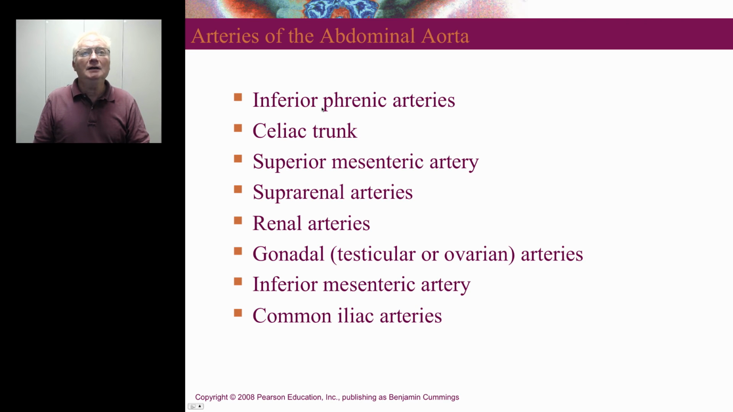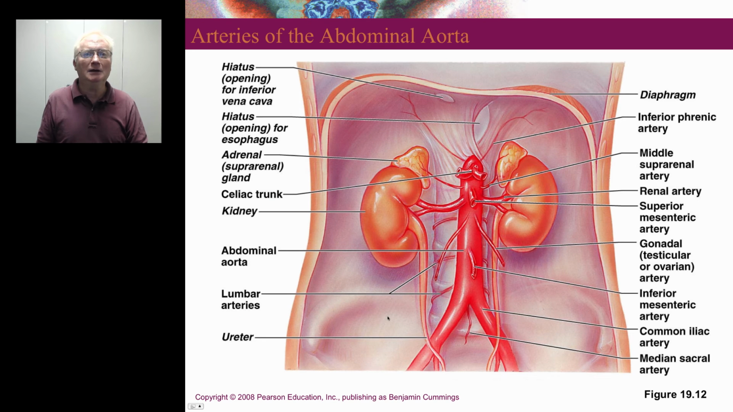In the abdomen, there are a number of branches that come off the abdominal aorta that supply the tissues of the abdomen. Inferior phrenic arteries supplying the diaphragm area, the celiac trunk, the superior mesenteric arteries, the suprarenal arteries supply the adrenal gland, the renal arteries supply the kidneys, the gonadal, testicular and ovarian arteries supply those gonads, the inferior mesenteric artery, and then finally the common iliac arteries, remember, are the major branches, continuation of the abdominal aorta.